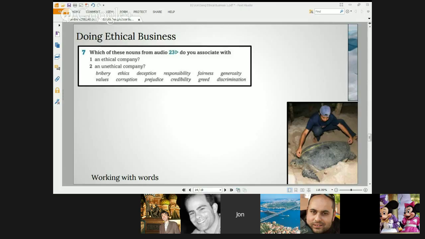So first of all, bribery. This is unethical. Of course. Ethics. Ethical. Of course. Ethics, ethical. Deception. Unethical. Right? So it's not so difficult. Responsibility. Ethical. Fairness. Ethical. Generosity. Ethical.